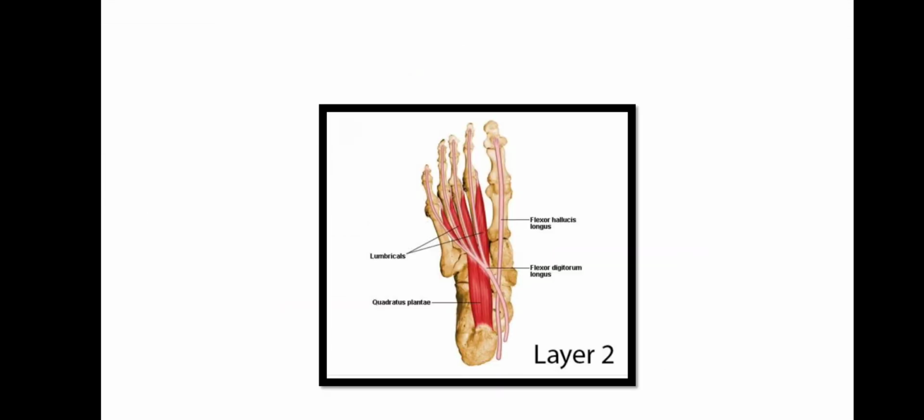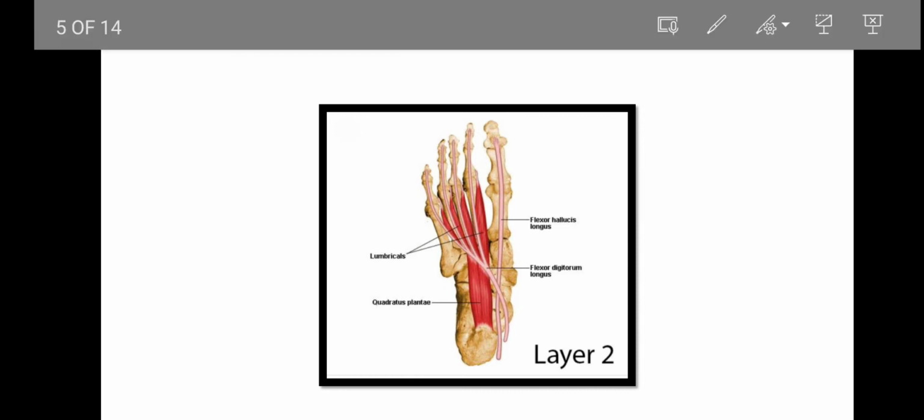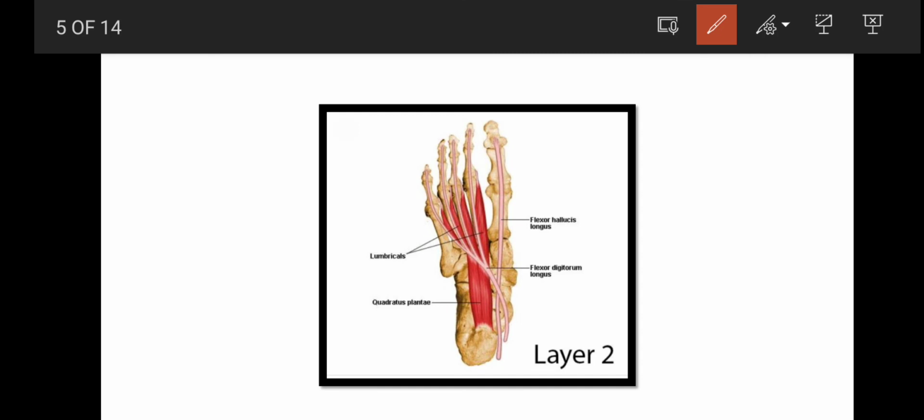Now coming to the layer 2. The second layer, we can find that it comprises 4 muscles. First is flexor digitorum longus. Next one is flexor hallucis longus. Then the other muscle is lumbricals, and the final muscle is flexor digitorum accessorius. This is nothing but flexor digitorum accessorius. It is also known as quadratus plantae. In the BD Chaurasia textbook, you can find that it is flexor digitorum accessorius.